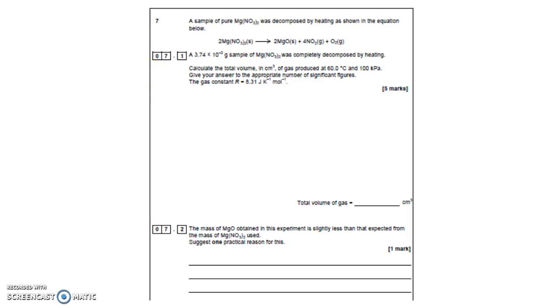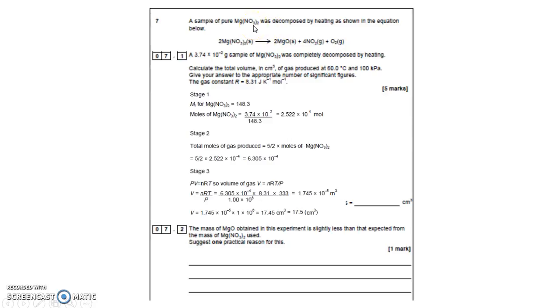Okay, a sample of pure magnesium nitrate. The first step is to work out the Mr of the magnesium nitrate by adding up the mass of magnesium, 24, nitrogen, 14 (times 2), and oxygen, 3 times 16, lots of 16, and it comes out around about 148. Then if you want to work out the number of moles, moles is mass divided by relative formula mass.